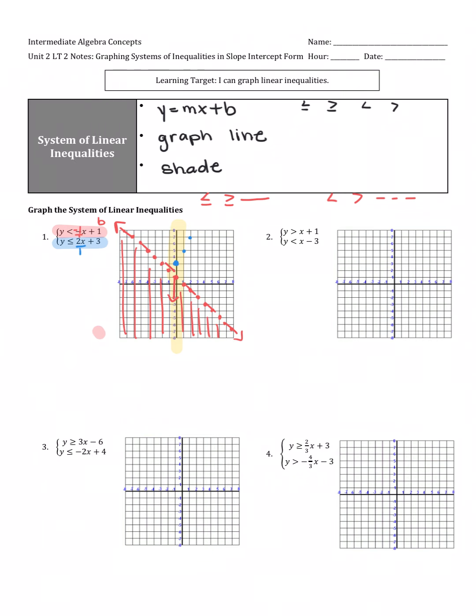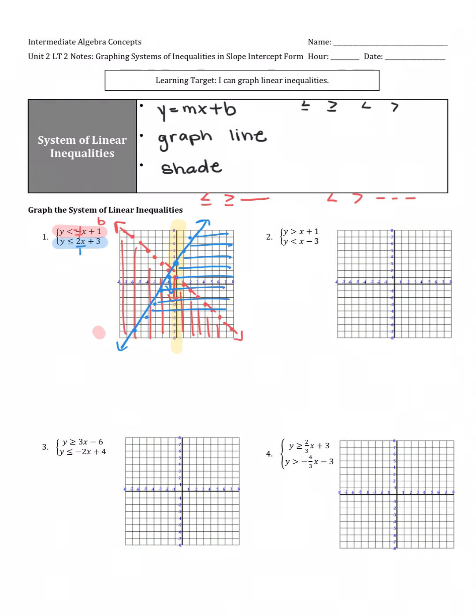Okay, and if I can't go up 2 and to the right, then I'm going to go down 2 and to the left. Okay, and I can't go any further. When I look at this one, it is less than or equal to. So because it has that solid bar on the bottom, I'm going to put a solid line right here. And it says y is less than, so I'm going to find a point in the middle and pull down. So everything on this side of that line, you're going to shade.